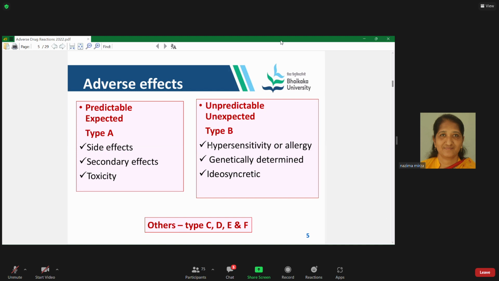Predictable, type A, that is expected. Most common, predictable and expected, that is type A. Unpredictable, unexpected, we do not know when it will happen, that is type B. Type A, predictable, expected, is in the form of side effects, secondary effects, and toxicity. We'll learn in detail in subsequent slides. Unpredictable, also unexpected, that is type B, in the form of hypersensitivity or allergic reactions, genetically determined reactions, and idiosyncratic reactions. These three fall in type B. We also have C, D, E, and F.